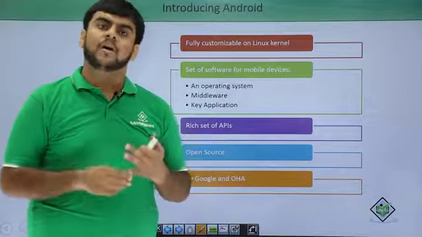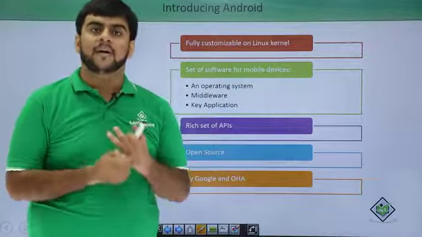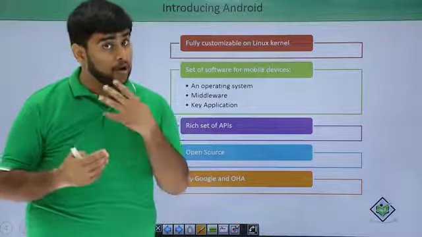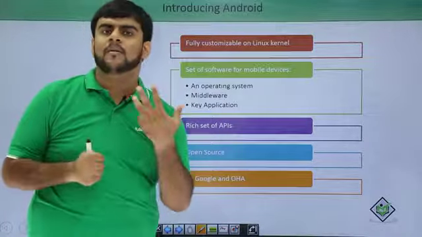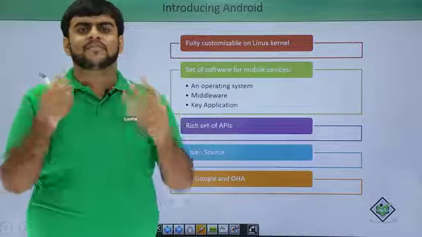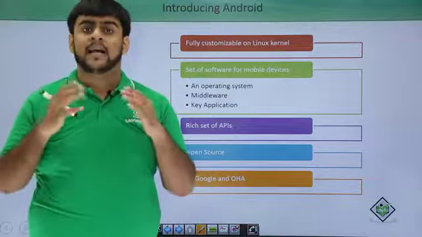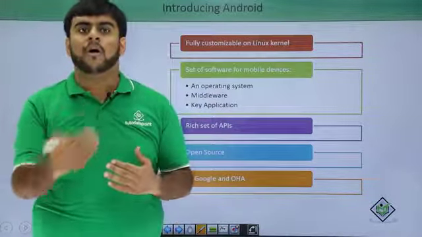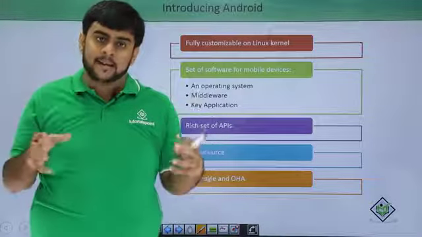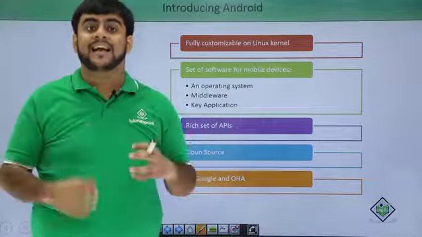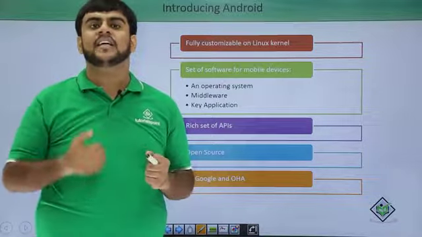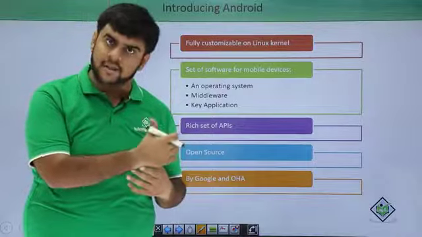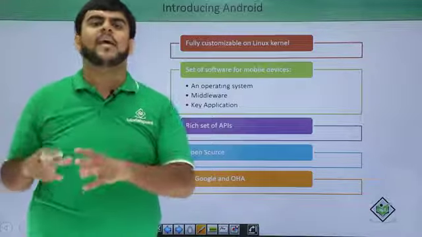These stand for an operating system, a middleware, and some applications. Operating system, we are very well aware of what an operating system actually is. Now, what is a middleware? Middleware is a set of libraries written together that make it easier for the developer to work. They are a glue between the kernel and the applications that eases the work for a developer. So Android is a combination of an operating system, the middleware, and some key applications.